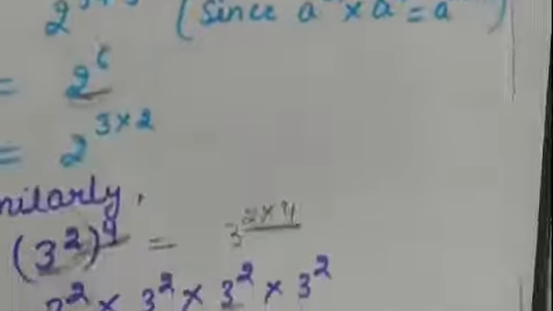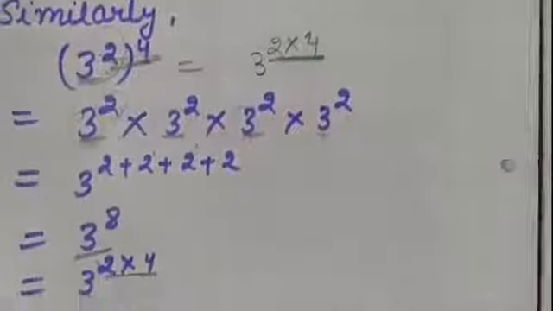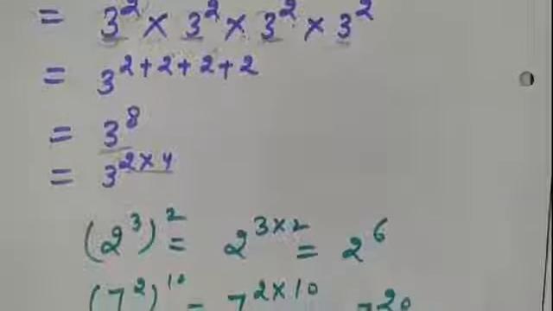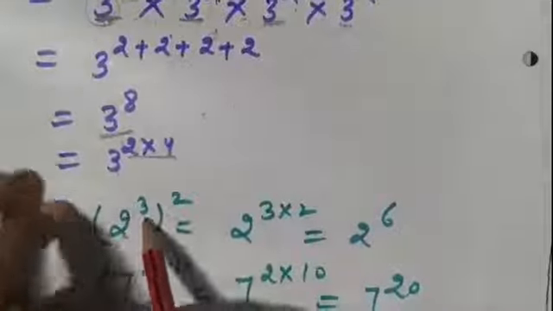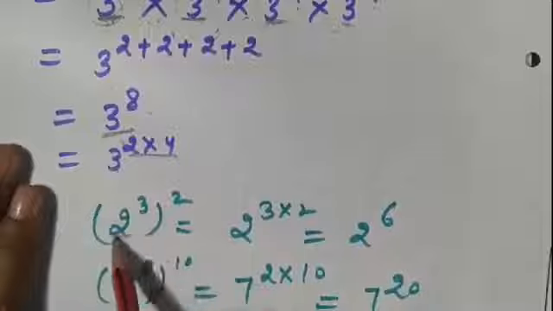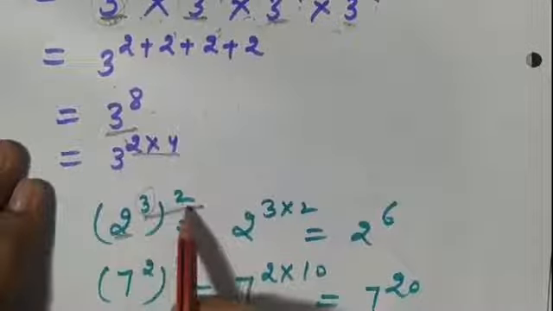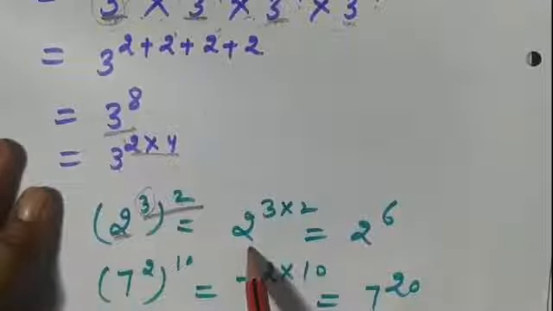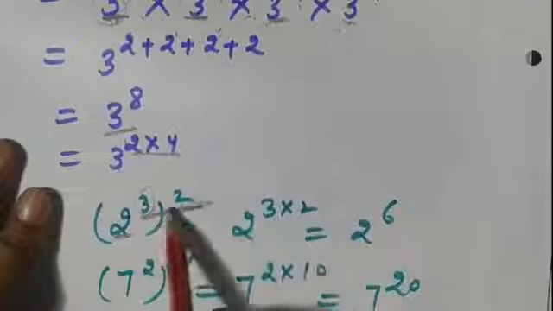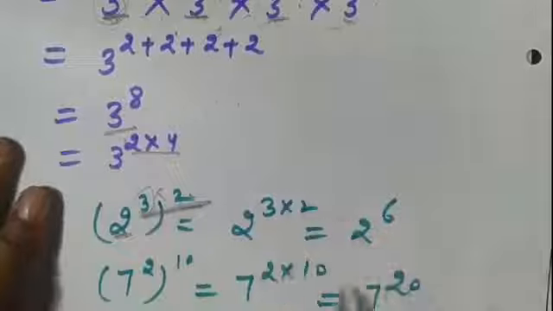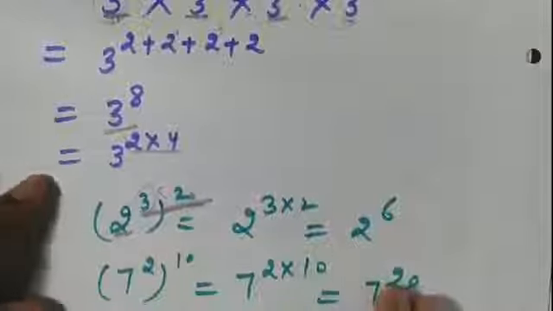Okay, so this is the third law. Let us consider 2 more examples. This is again power to the power. This is the base, and again we have power to the power. It means powers get multiplied. So its result will be 2 raised to the power 3 into 2. Powers get multiplied, that is equal to 2 raised to the power 6.